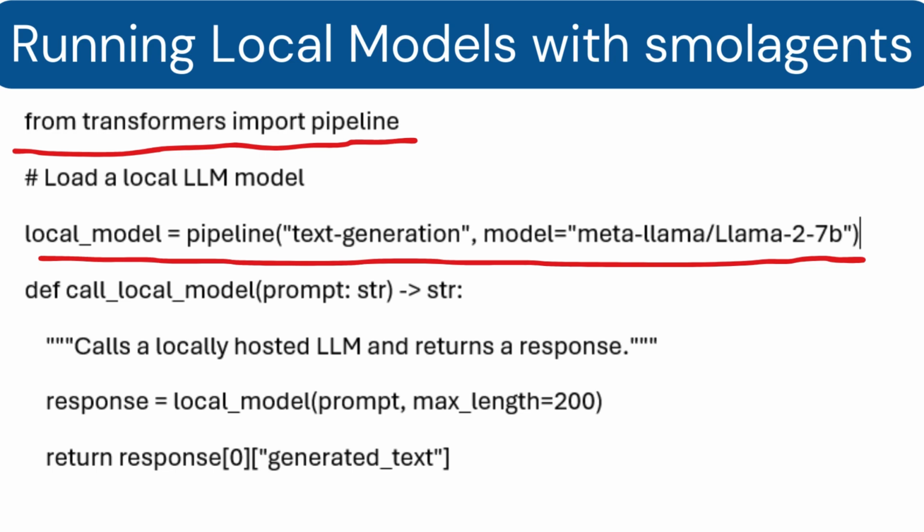Step 3 is about defining a function to interact with the model. def call_local_model(prompt: str) -> str. Now, we're defining a function called call_local_model.